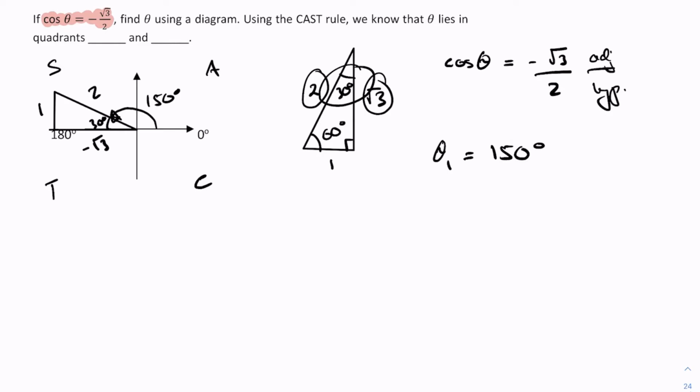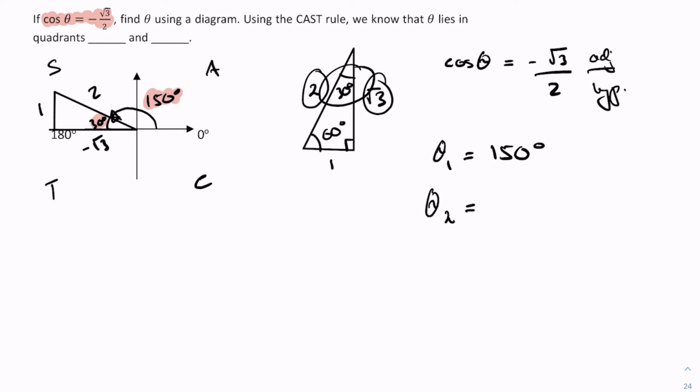By definition of cosine is what I mean, right? Because again, cosine is adjacent over hypotenuse, and the related acute angle is 30 degrees. Therefore, the main angle is 150 degrees. So that's my theta 1. What about my theta 2?